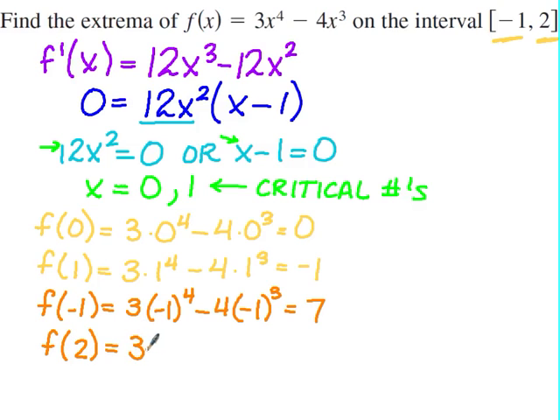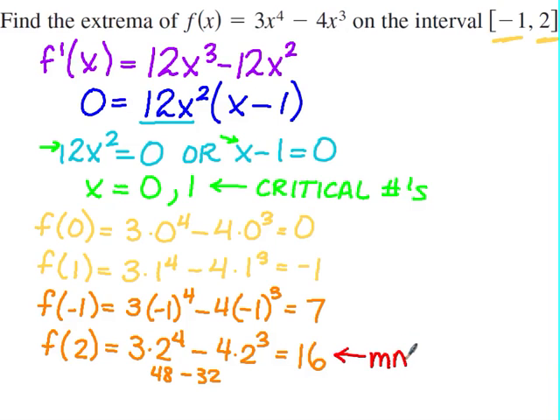So I'm going to have 3 times 2 to the 4th, because that's the second endpoint that I have, minus 4 times 2 cubed. So what do we end up having here? 48 minus 32. So your answer is 16. So once you do that, these are all my possible max and min values. The biggest one is going to be the max. So here is going to be my max.